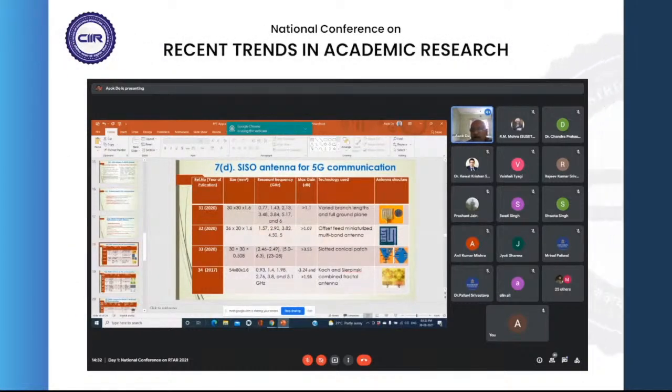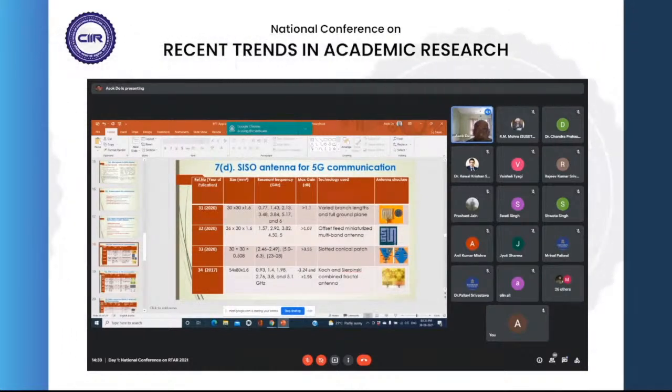The fourth antenna, this paper came in 2017. It is basically a Koch and Sierpinski combined fractal antenna. And if you see this antenna, the ground plane is not a full ground plane. It is to some extent a monopole type of antenna. Here the gain we get is more than 1.96, and it is also a multi-band antenna. The size of this antenna is larger than the previous three, and this will also give you an omnidirectional radiation pattern, with gain in the range of 2.9 to 4.6 dBi.